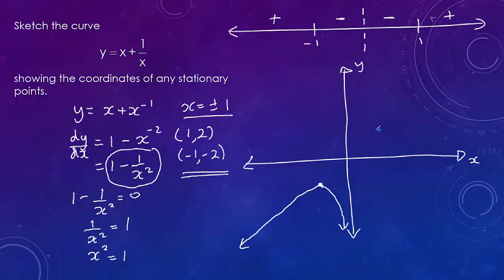We have another stationary point here at (1, 2). Let's just label this one (negative 1, negative 2). And this one's at (1, 2). To the left of that, the gradient's negative, so it must come downwards towards this. And of course, it's coming down the asymptote. And then we have a positive gradient after the turning point, so it's going to go upwards, like so.